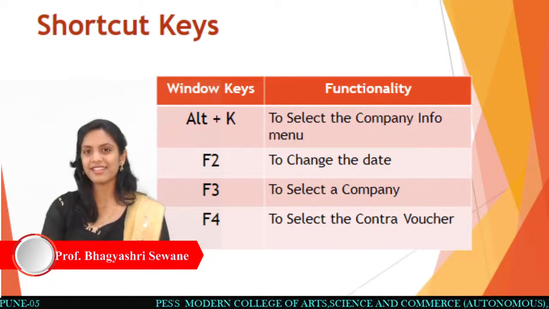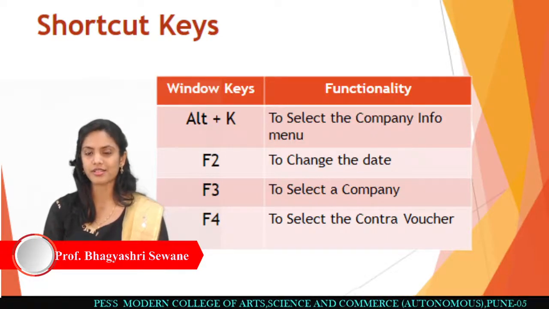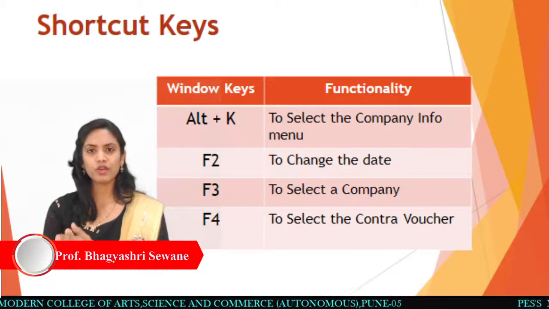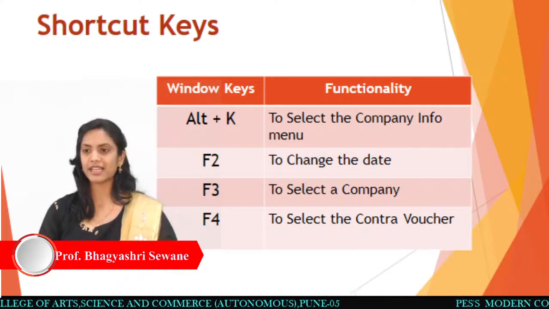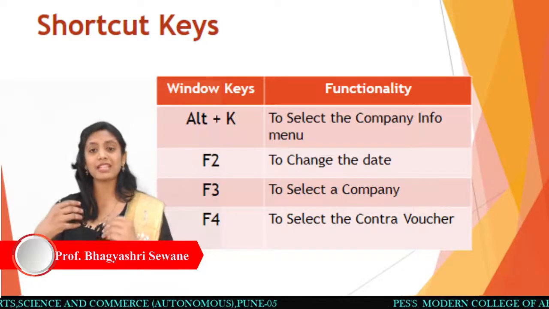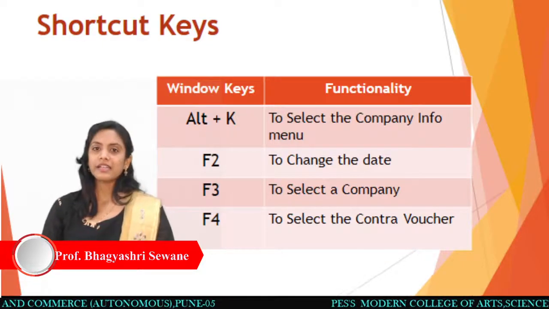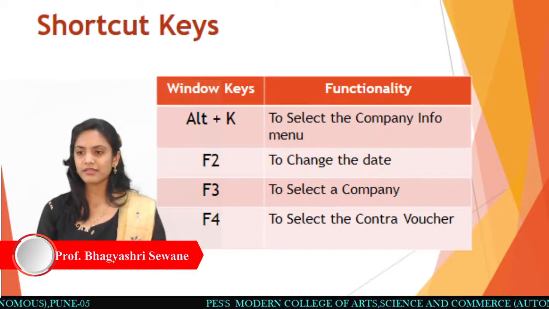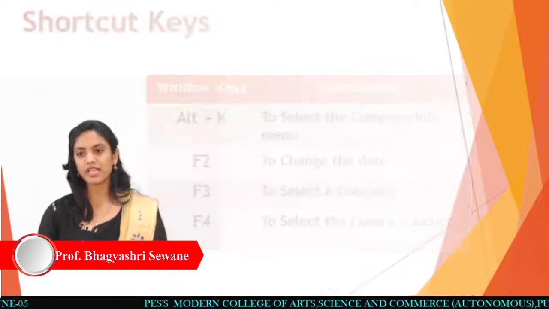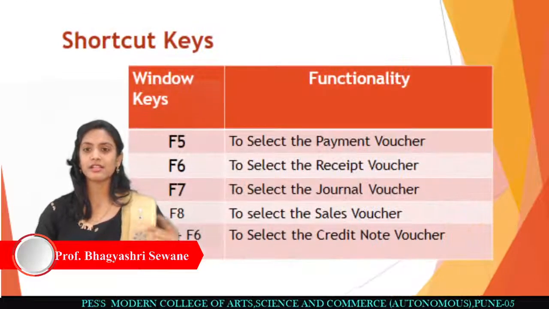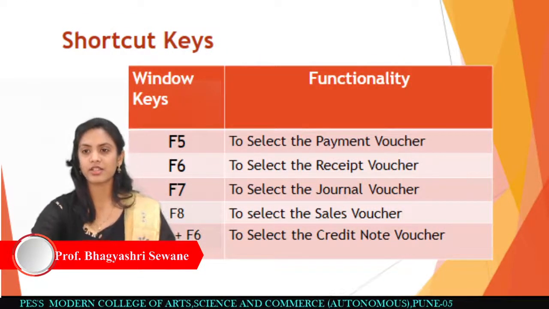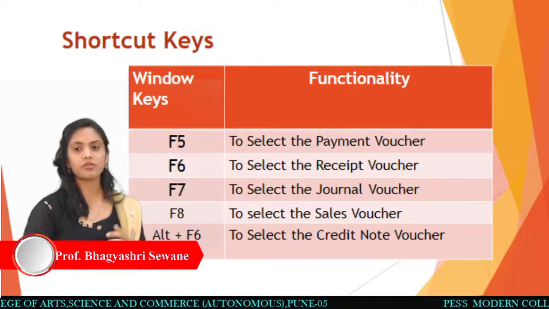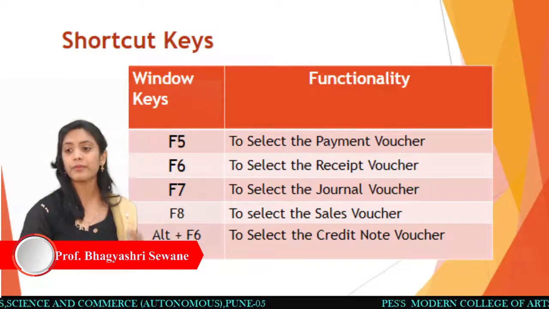Actually, you have seen these are the shortcut keys. F2 you are going to use to change the date, F3 to select the company, F4 to select the contra voucher. And likewise these are some of the shortcut keys you are going to use over here. Some other shortcut keys are again there. For every voucher there is a shortcut key: F5 for payment voucher, F6 for receipt voucher, F7 for journal, F8 for sales voucher.